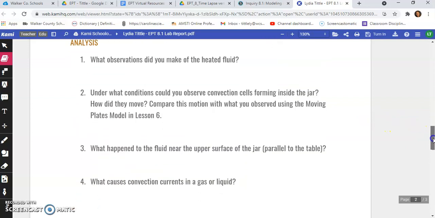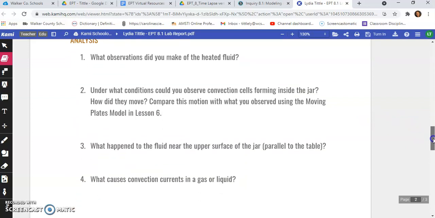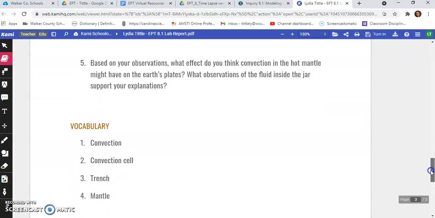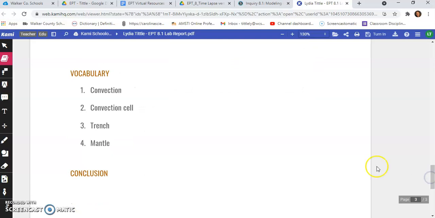Okay. You have a few analysis questions. These are observations from the jar that we heated. So some things for you to think about. And then we have our vocabulary section. You can look these up in the glossary in the back of your science textbook, or you can also use the CAMI dictionary to be helpful.